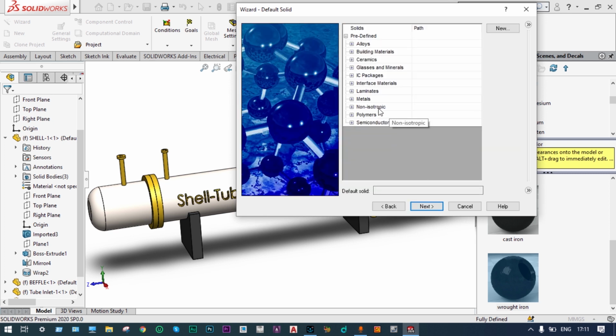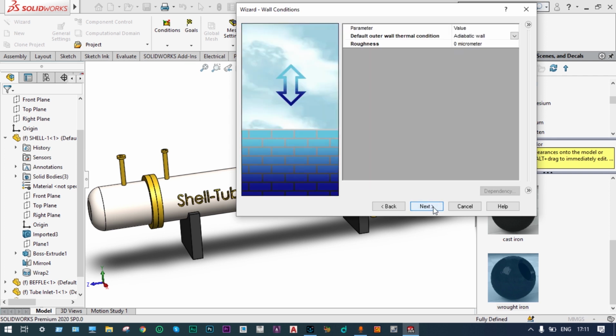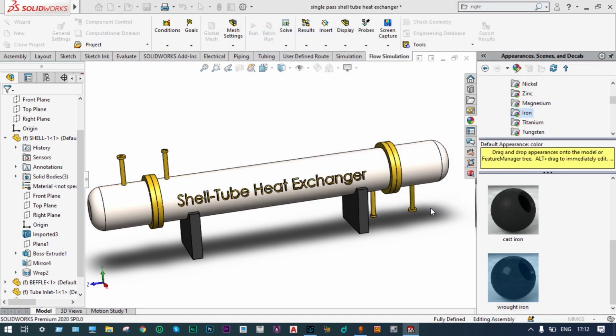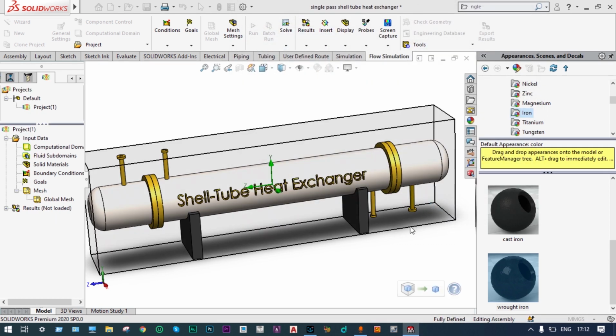Next, we will consider different materials. Let us select the default material as copper, and the other materials will be provided during application of boundary conditions. We're considering default outer wall thermal conditions and roughness, and atmospheric pressure will be 101,325 Pascal and 20 degrees centigrade temperature, and solid parameters will again be 20 degrees centigrade. Finish it. Now you can see the computational domain.